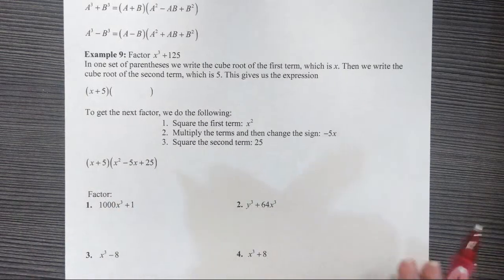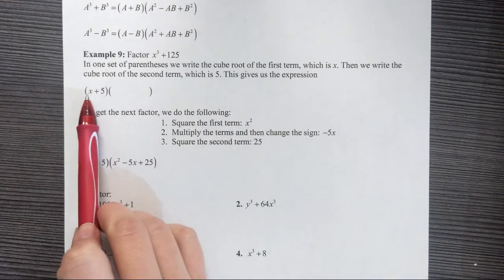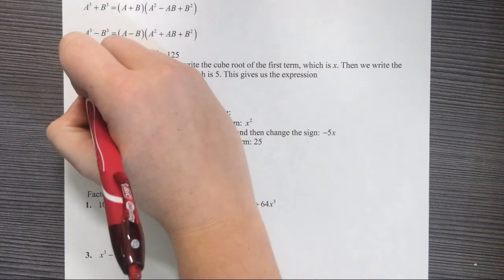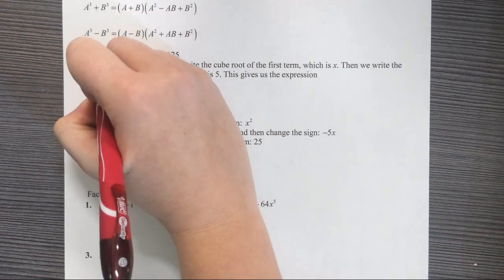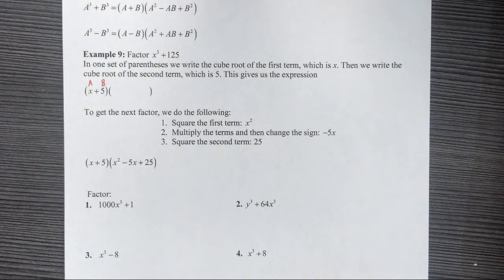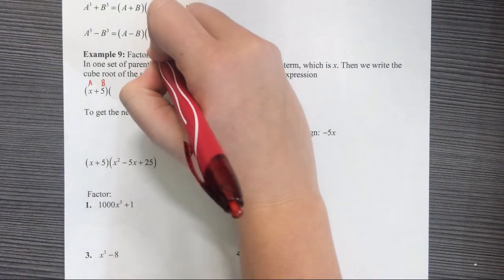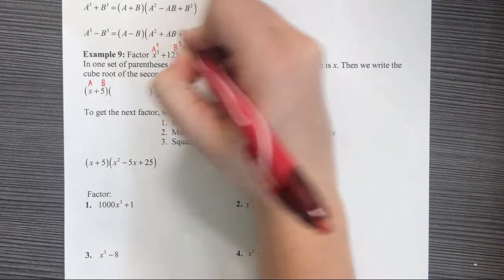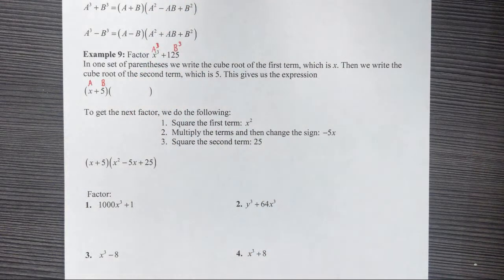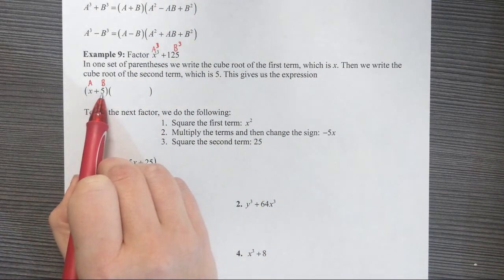Okay, so then in order to get the next factor, we already have your A and your B. So if you want to label that to help you, you can. Because technically what this is, that's A cubed and B cubed. Okay, so this is A, this is B.